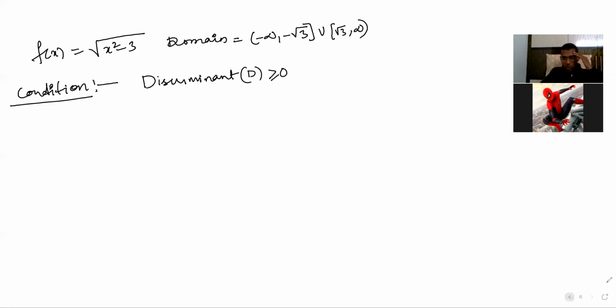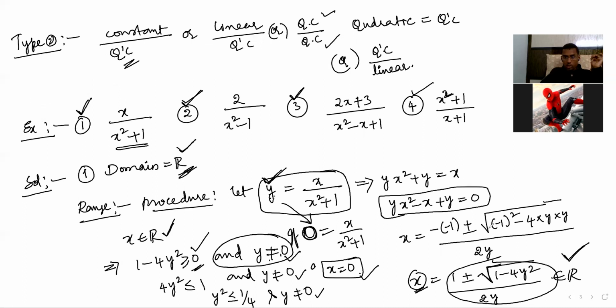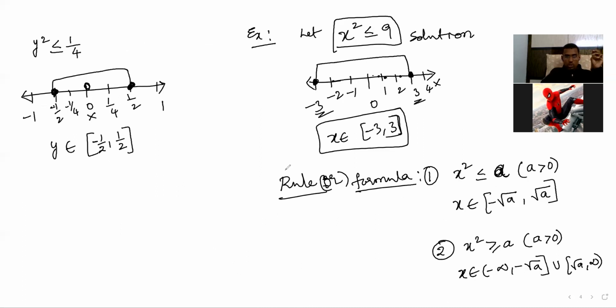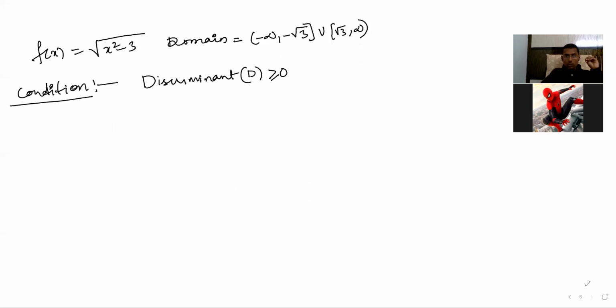Why? Because in every question you get the same. Here, first question also, what did you get? This is the discriminant, right? This is for this question. Discriminant must be greater than or equal to 0. For the second question also, this is the discriminant, and it is greater than or equal to 0. For range, discriminant is greater than or equal to 0. So I will tell you one example.